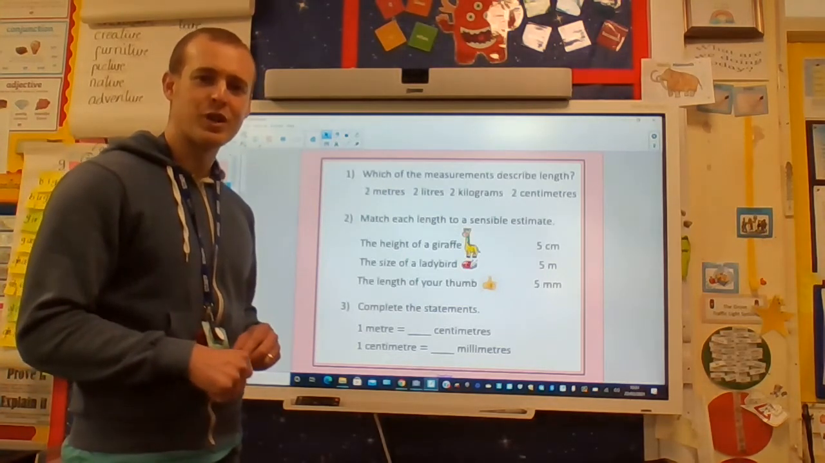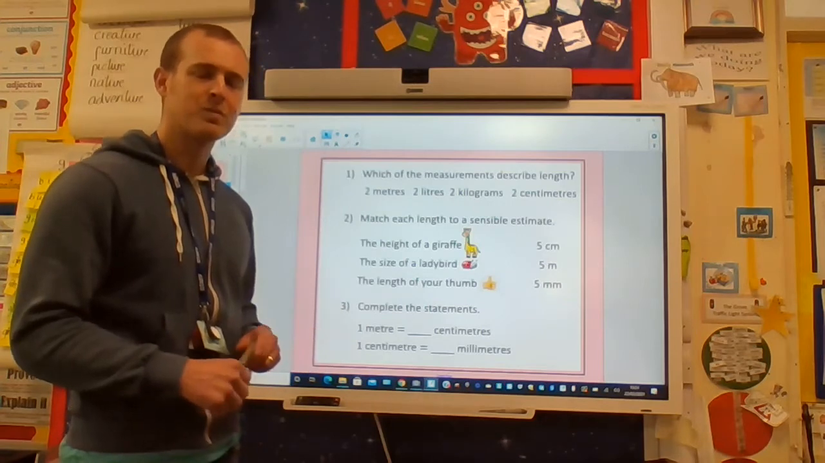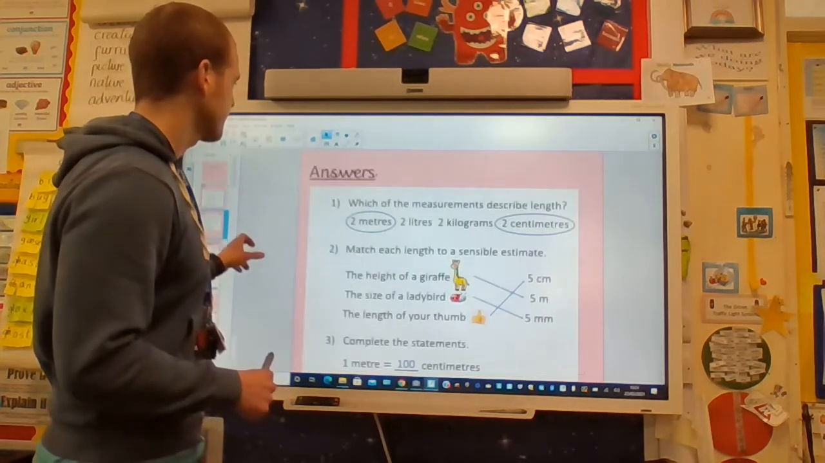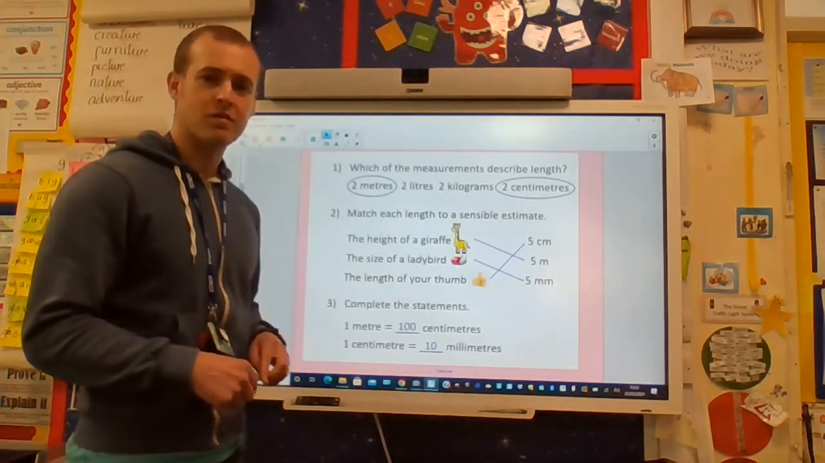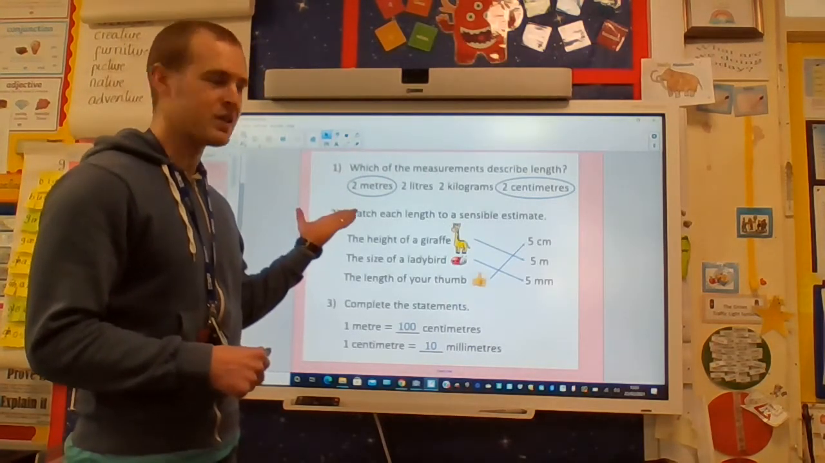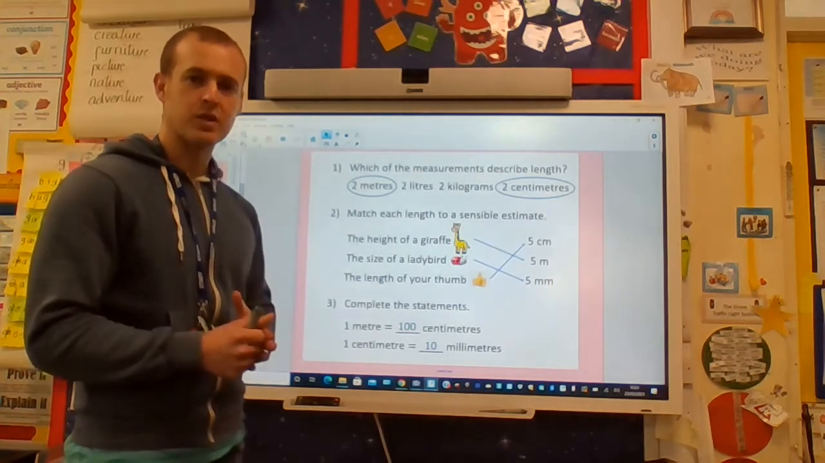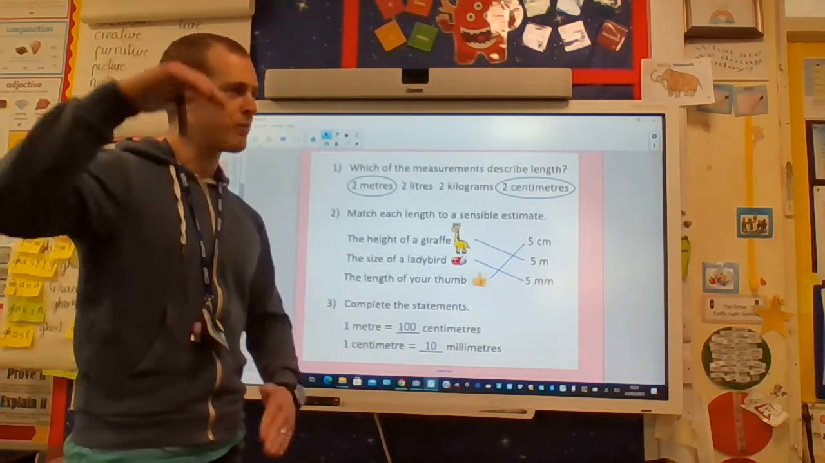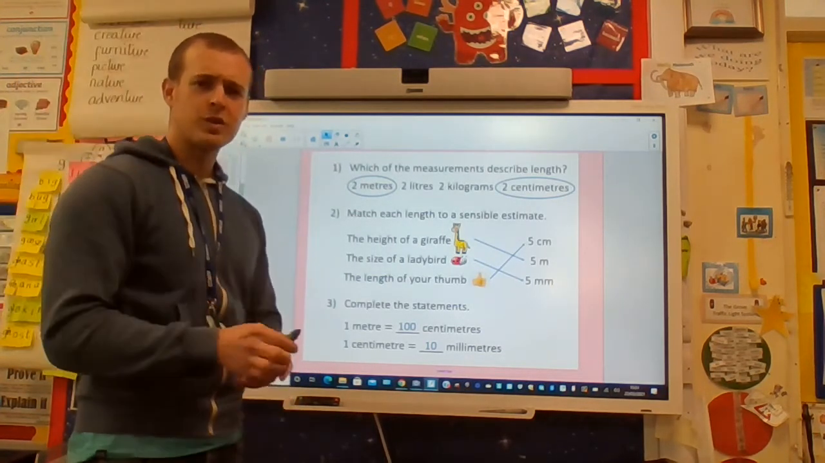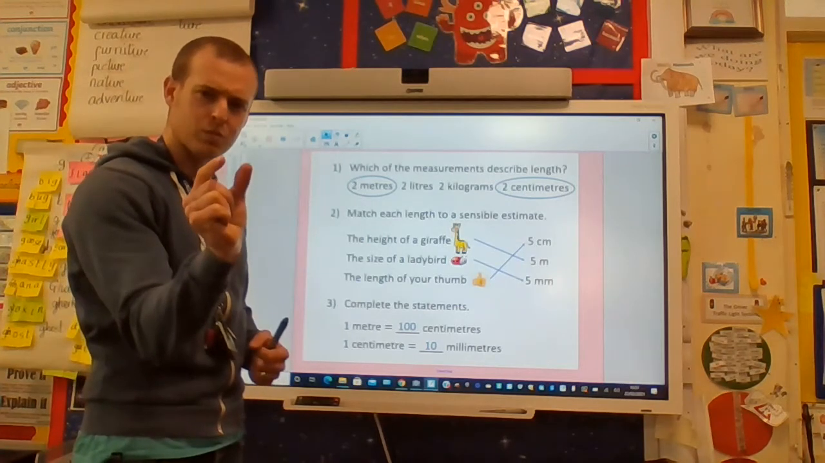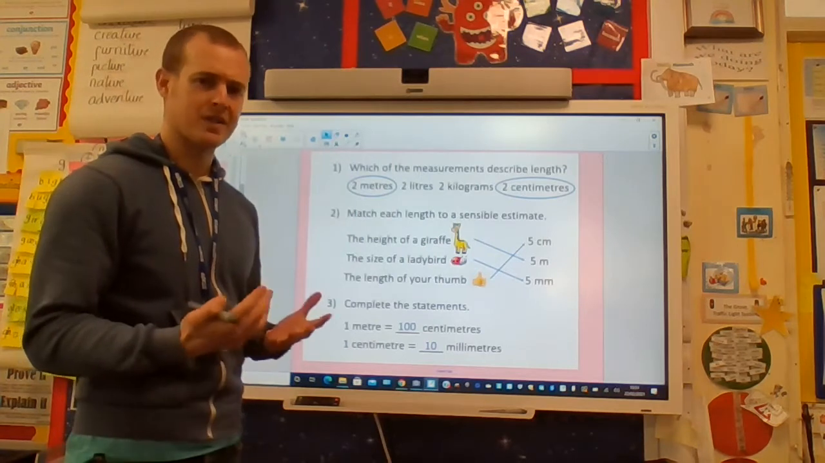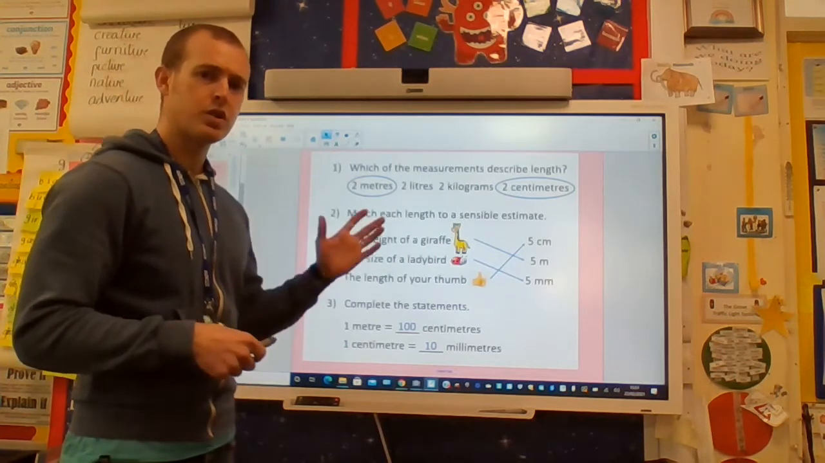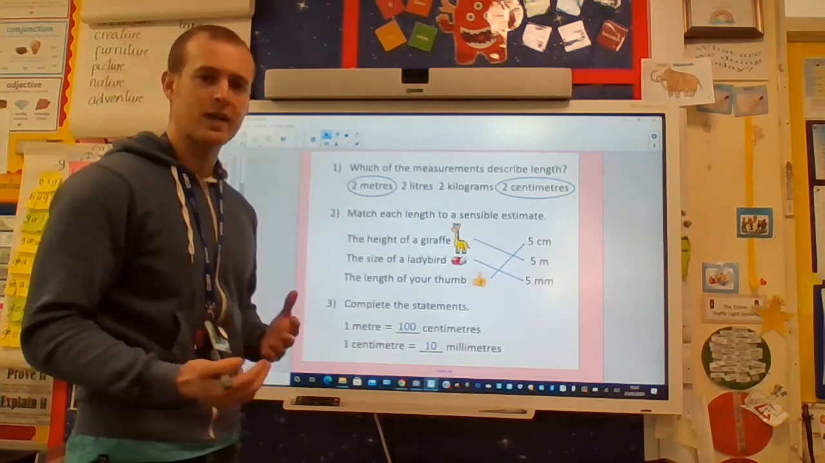Brilliant. How did you get on? Could you work it out? Let's have a go. Which of the measurements describe length? We've got 2 meters and 2 centimeters. 2 meters would describe roughly the height of a door, and 2 centimeters is quite a small amount like that. 2 liters would be used to measure capacity or liquid, and 2 kilograms would be used to measure weight.